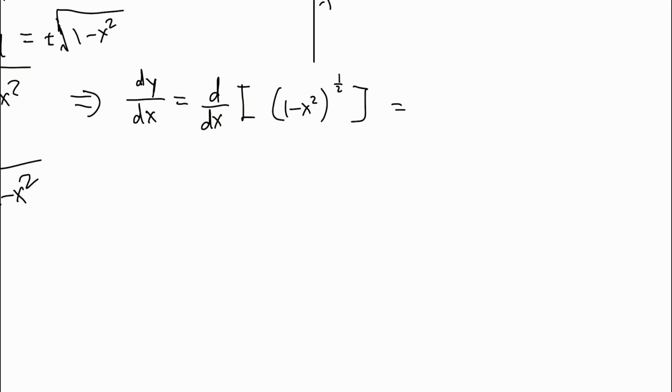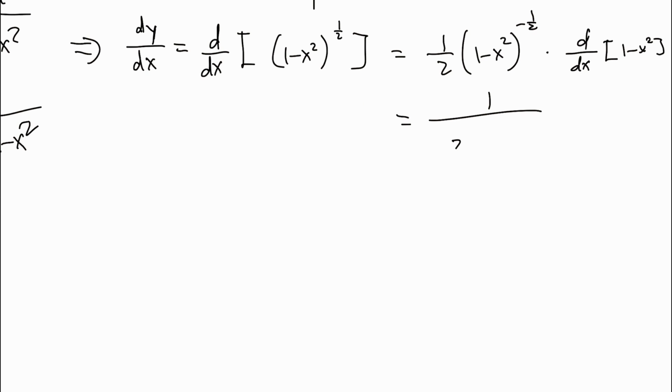And that would actually be equal to 1 over 2 square root of, actually let's write it this way for beginners, so that you can see this is the power rule: 1/2 times 1 minus x squared to the -1/2 power times the derivative, d/dx of 1 minus x squared. And that we just can have 1 over 2 square root of 1 minus x squared. And the numerator, we can differentiate this. This is just equal to negative, that is 1 minus x squared, that would be -2x.